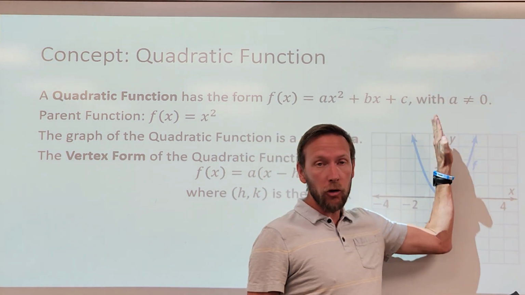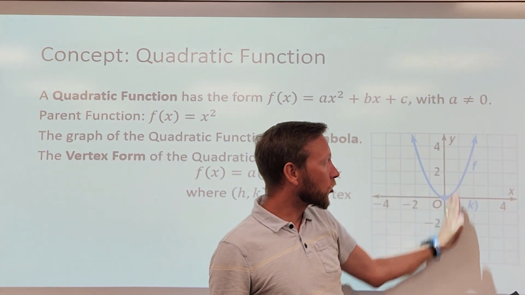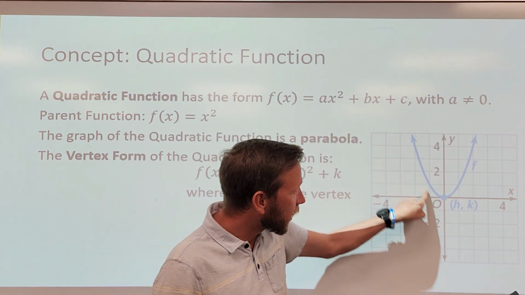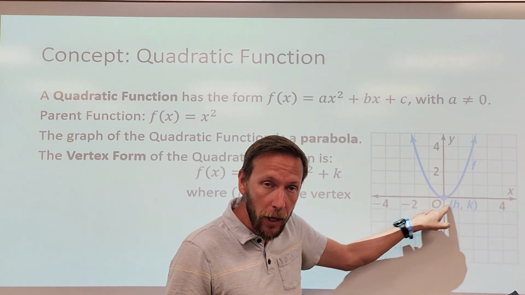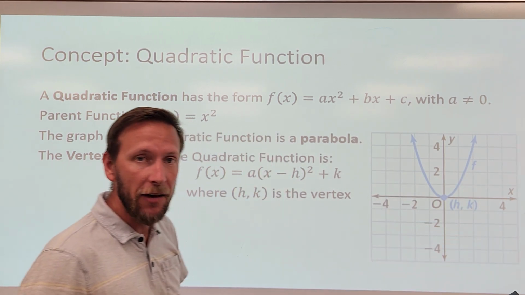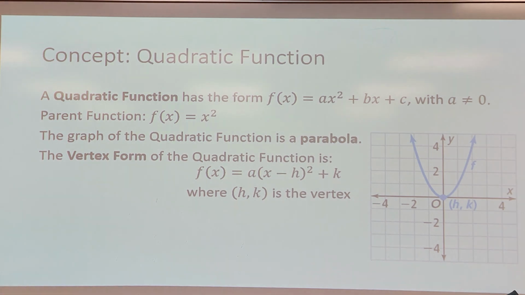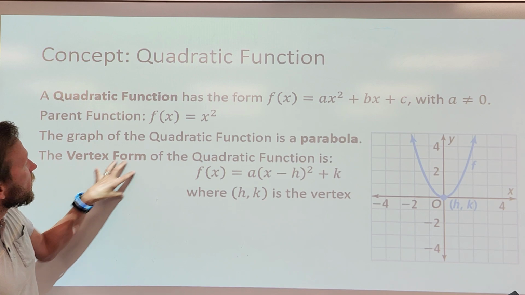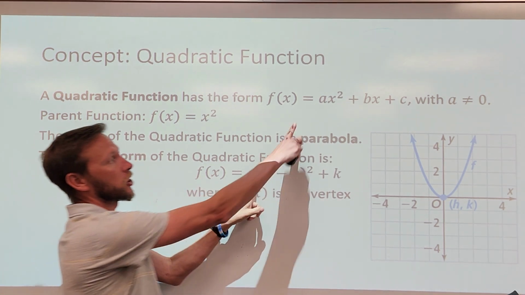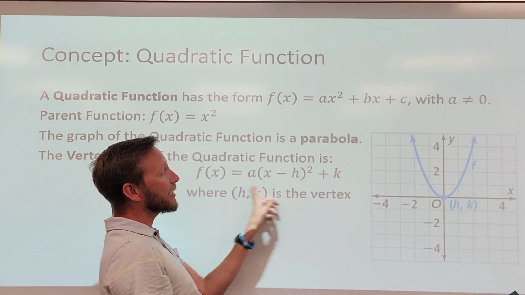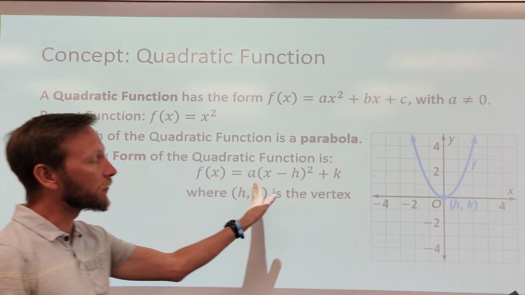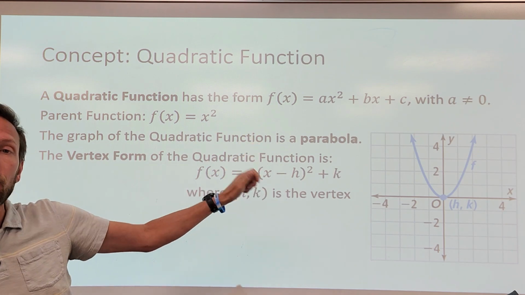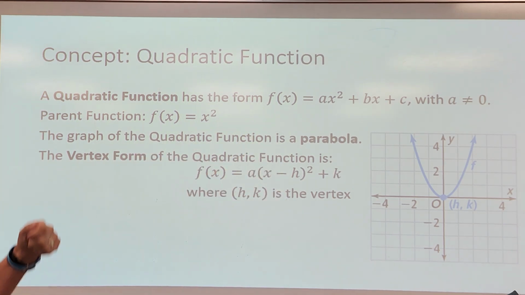There is a vertical axis of symmetry, this vertical line right here that goes through the vertex. The vertex is either the lowest point or highest point on the graph, and that vertex is going to have a location, an x comma y, that we'll typically refer to as h comma k. The vertex form for a quadratic function, all right, this is the standard form, but this here is our vertex form. This is where we have a times the quantity x minus h squared plus k.